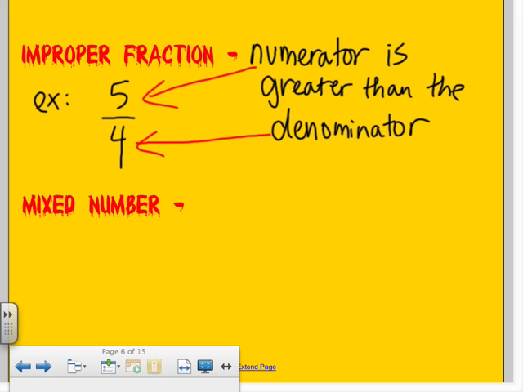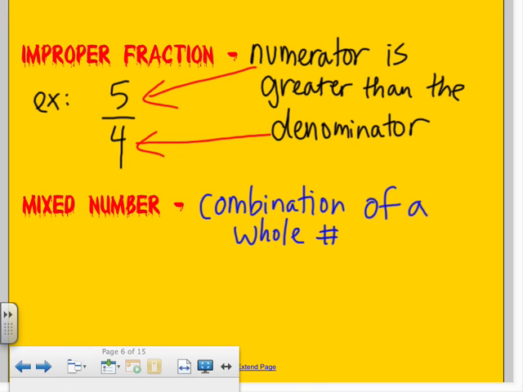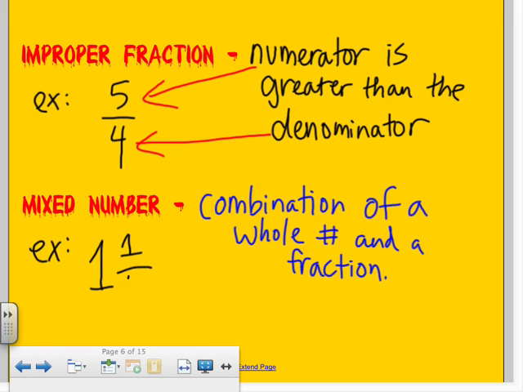Mixed numbers are just a combination of a whole number and a fraction. So the nice thing about improper fractions and mixed numbers, they mean the same thing, so you can convert between them. So 5/4, if I were to write that as a mixed number, is really 1 and 1/4. So it's a combination whole number and fraction.